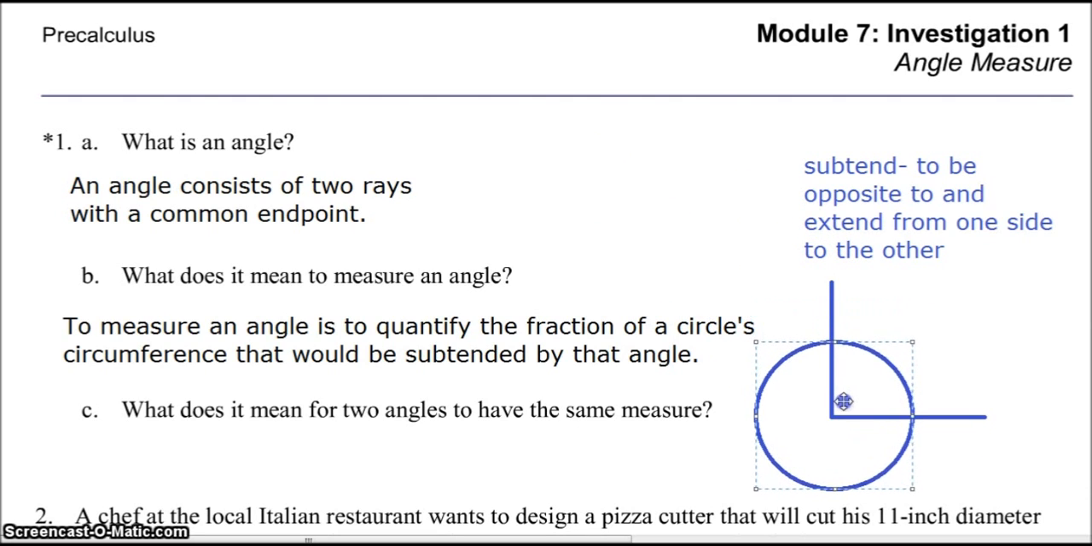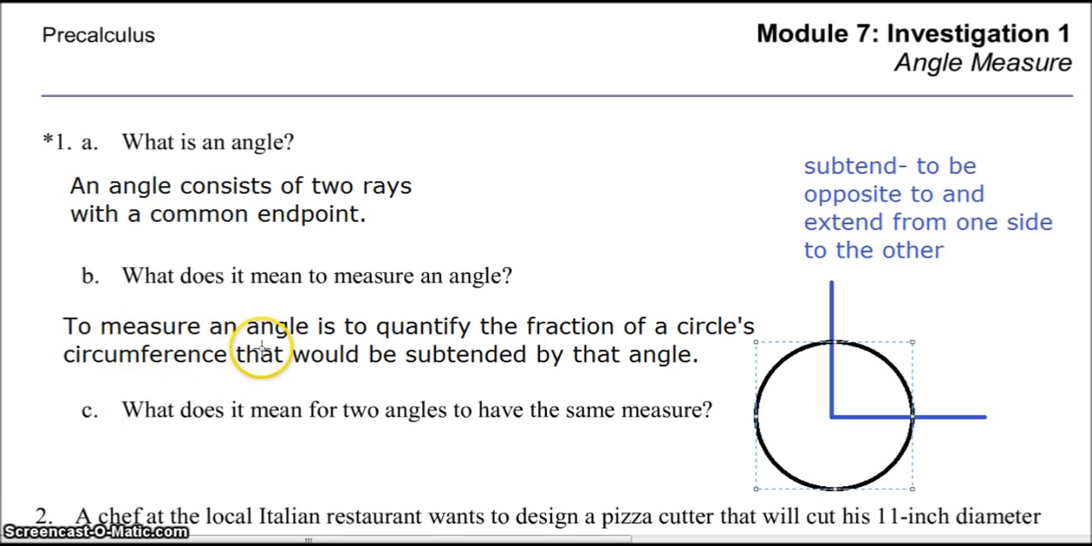Now, if I put the center of this circle at the vertex of the angle, then there's this fraction of the circumference that is subtended by the angle. It's opposite to and extends from one side to the other. And this is the subtended piece. And if we find the fraction of this piece in proportion to the whole circumference, then we'll be able to measure the angle.